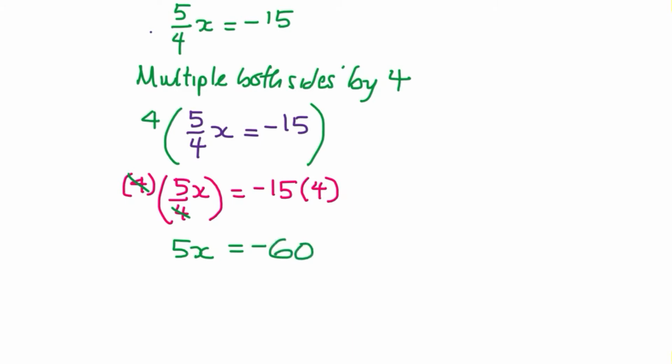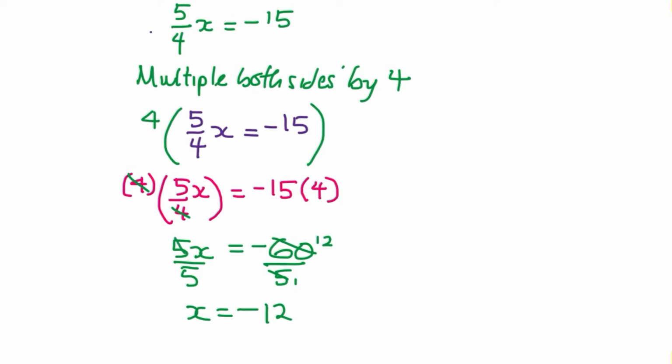Once we're able to accomplish that, the final step is to isolate for x, which means that the coefficient of x is going to be divided by that same coefficient, which in this case is 5. So we divide both sides by 5, and that means our x is equal to negative 12, because negative 60 divided by 5 will give us negative 12.